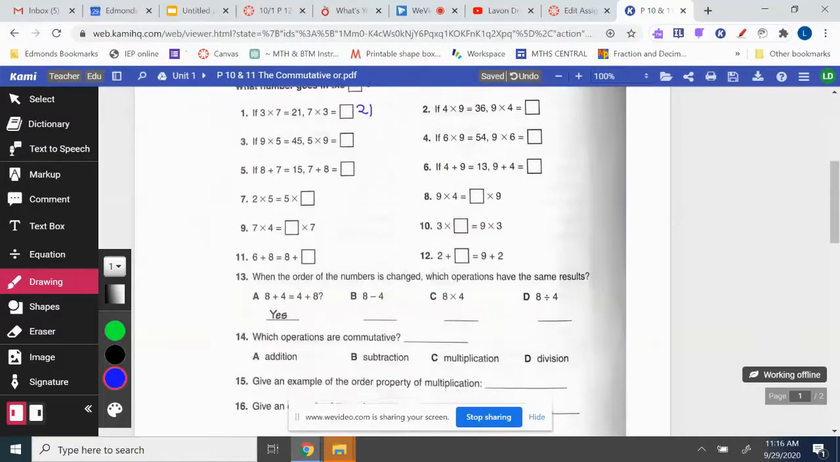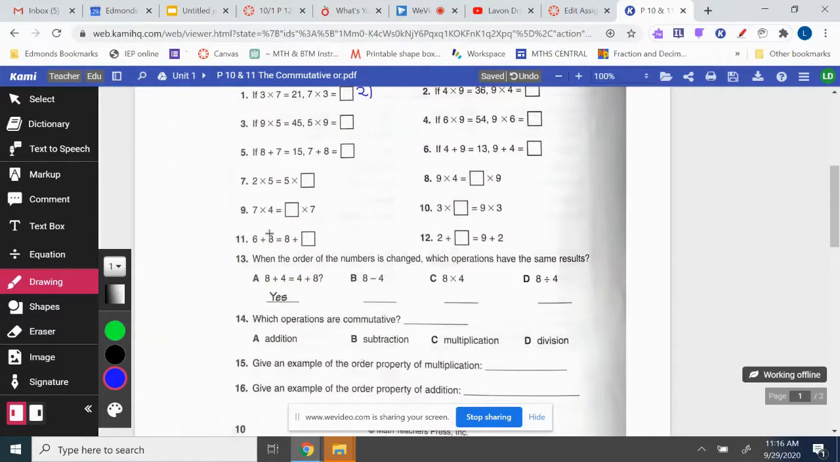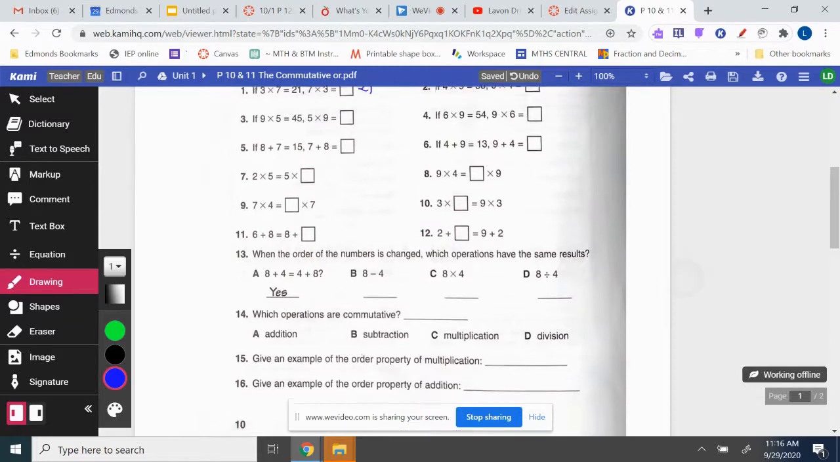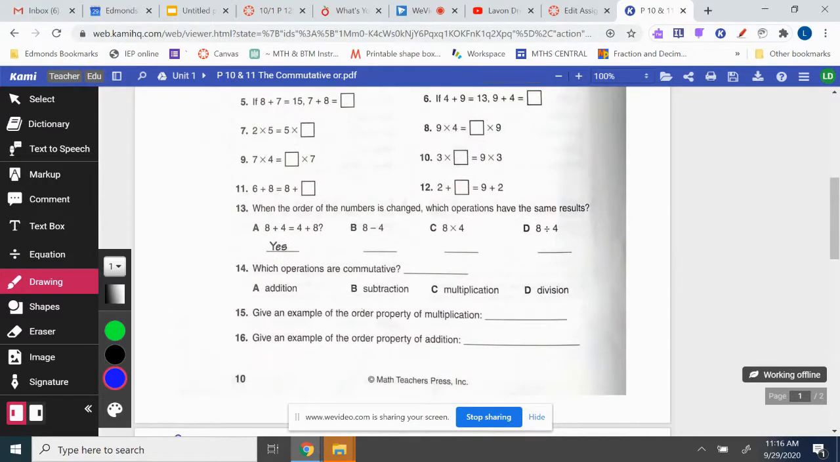Okay? Number 13, when the order of the numbers is changed, which operations have the same results? I want you to notice if they have the same results. Go ahead and try that one. And based on your answer here, 14 will tell you which operations are commutative. That means it doesn't matter what order you do it in. Okay?